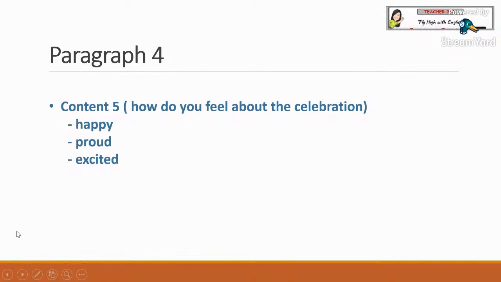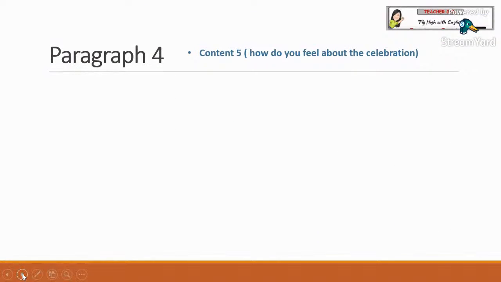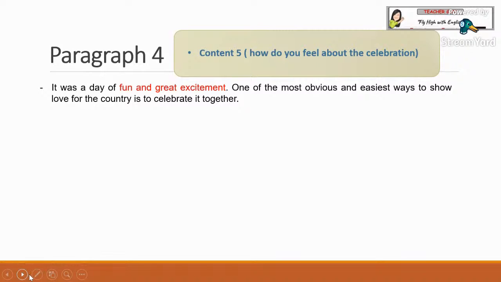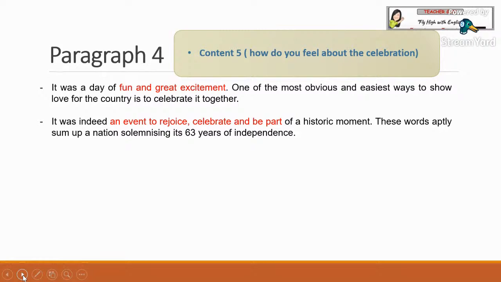Okay, we're going to go to paragraph 4. Paragraph 4 will be your feeling. Okay, how you feel? Happy, proud, excited. So you can write example. It was a day of fun and great excitement. One of the most obvious and easiest way to show love for the country is to celebrate it together. So it was fun for you and you were excited. Okay, you can write also another example. It was indeed an event to rejoice, celebrate, and be part of a historic moment. These words aptly sum up a nation solemnizing its 63 years of independence.